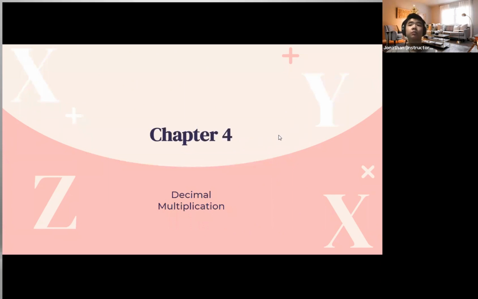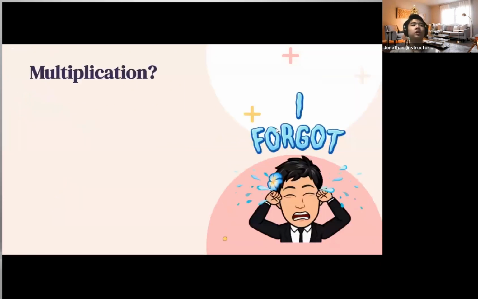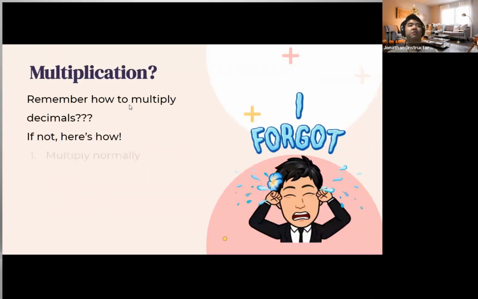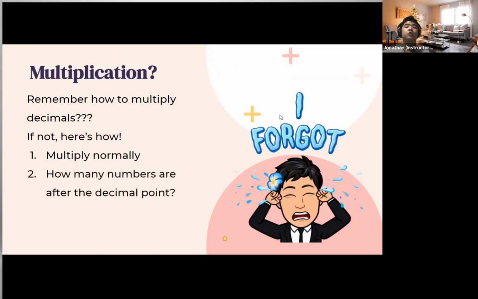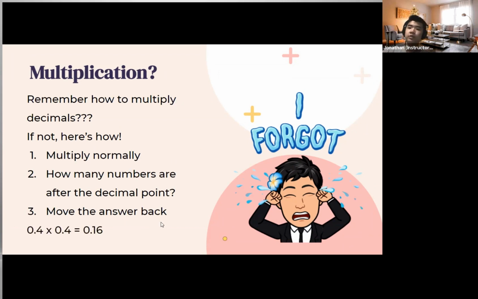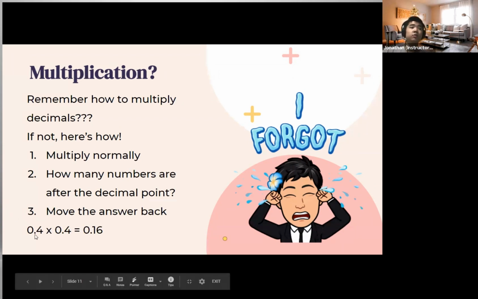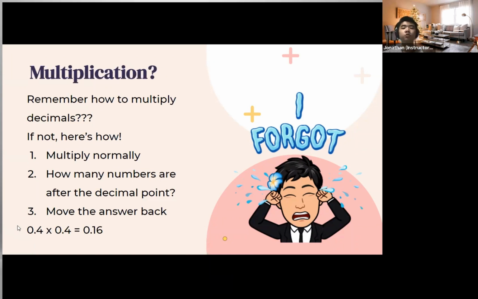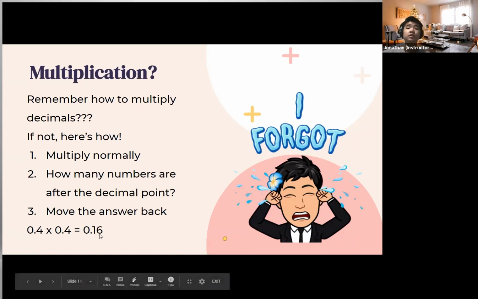And then let's talk about decimal multiplication and then decimal division. So hopefully you guys remember how to multiply decimals. If not, here's how. First, you multiply normally. Then you count how many numbers are after the decimal point in both numbers. And then move your answer from step 1 back that many places. For example, 0.4 times 0.4. So 4 times 4 is 16. But 0.4 has one number after the decimal, and the other 0.4 has another 1. So we have a total of 2 numbers after the decimal point. So we move 16 backwards twice.